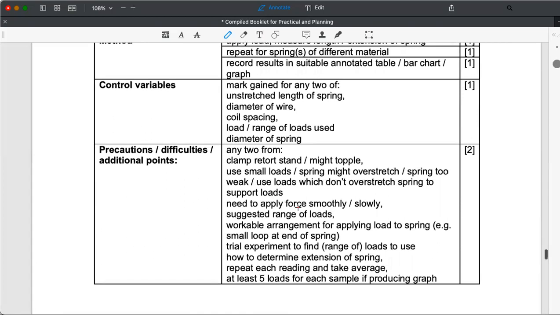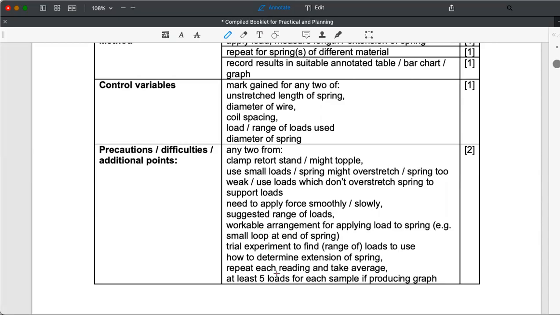Then apply the force smoothly and slowly, with a suggested range of loads and a workable arrangement for applying load to the spring. For example, you may have a small loop at the end of the spring to help you hook up the load. Try an experiment to find the range of load, to prevent the spring from overstretching. The whole difficulty is that you are afraid the spring will overstretch, so you experiment first to find how much you can go.